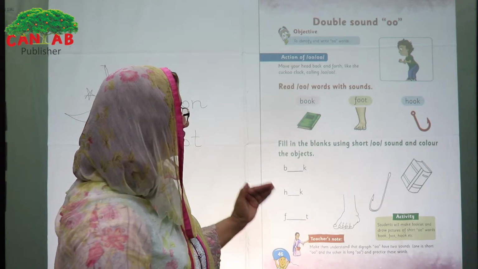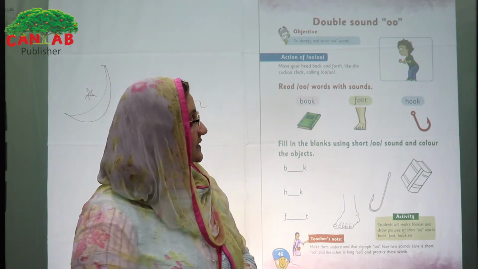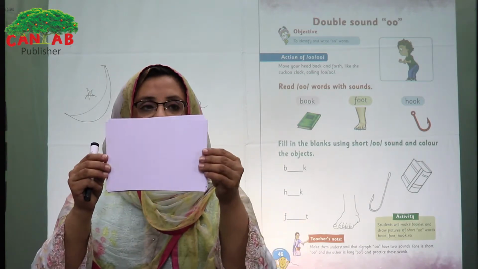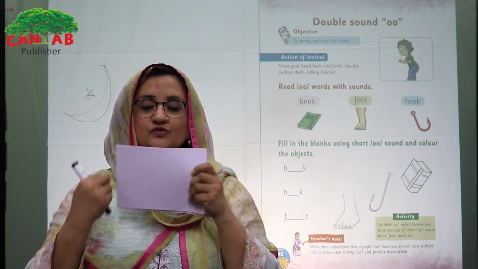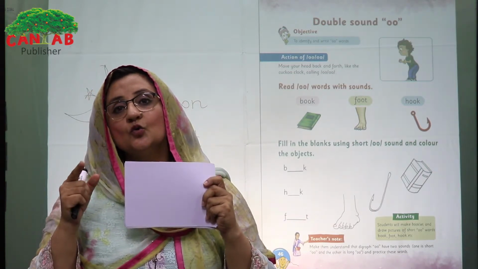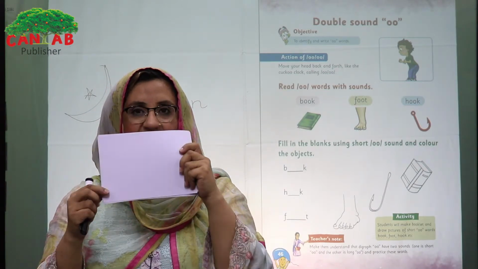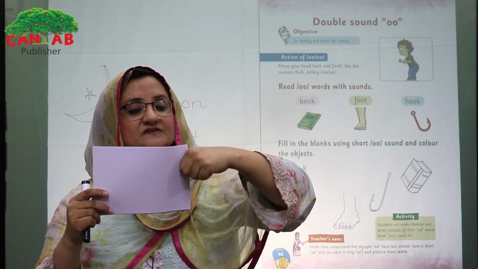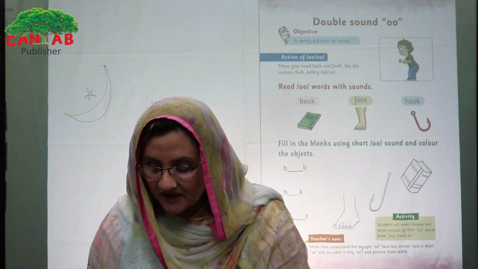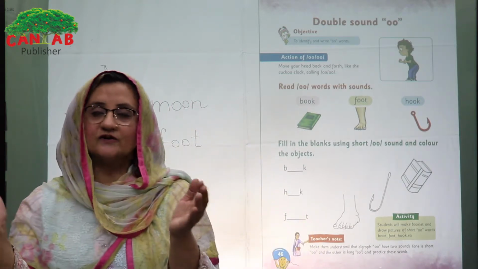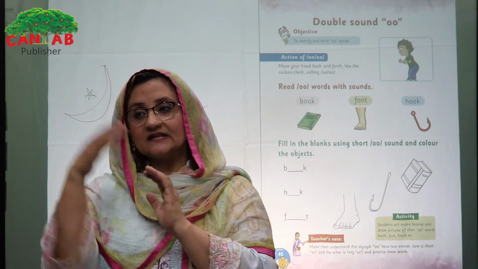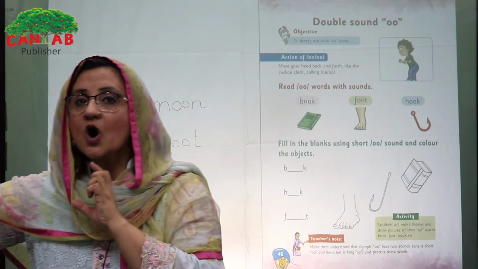After this, you can give them some plain pieces of paper and ask them to draw pictures having the ooh sound in their names. Then staple those papers to make a booklet. You may divide your class into two halves or different groups. One group may go for the short oo sound and the other for the long sound.